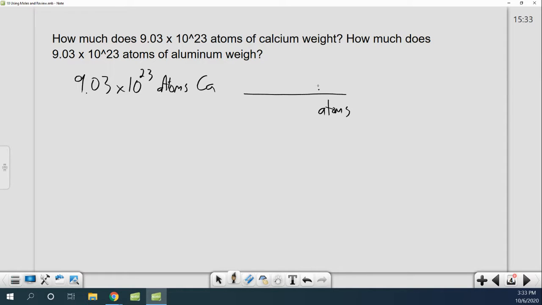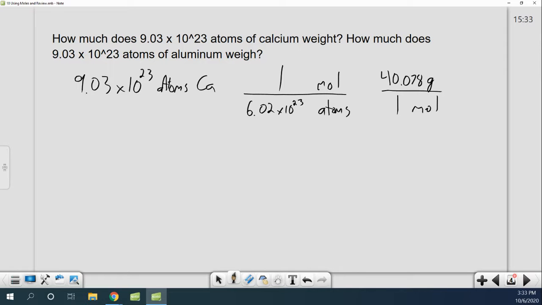And I want to get into moles. Of course, it's Avogadro's number. 6.02 times 10 to the 23 atoms is 1 mole. And now I can get into weight. All I need is the molar mass of calcium, which I can look up in my periodic table. Calcium is 40.078 grams in a mole.